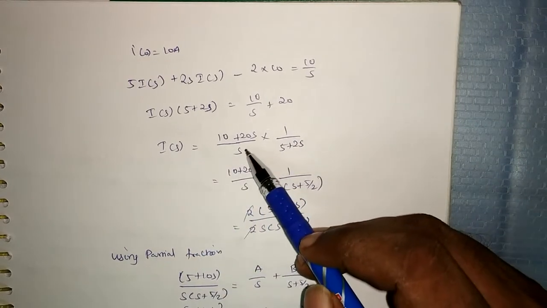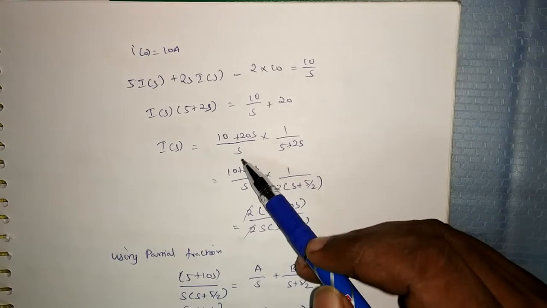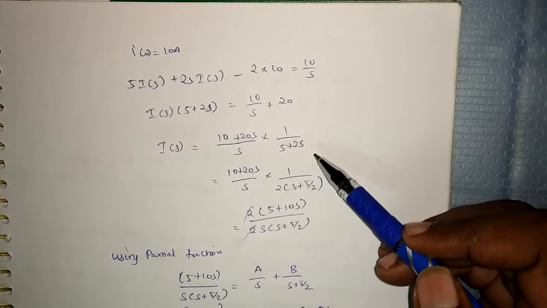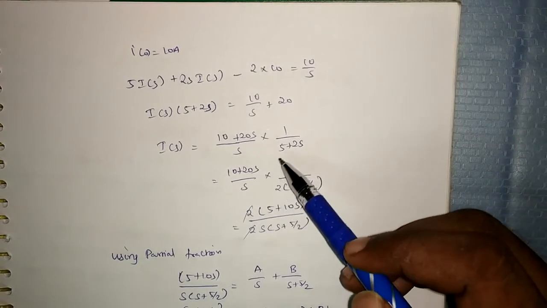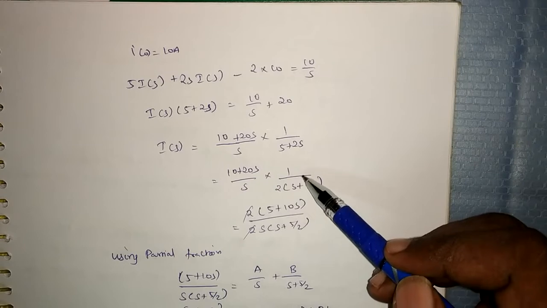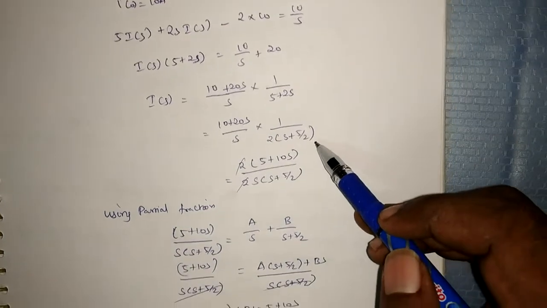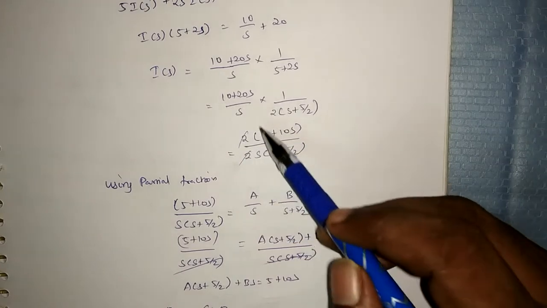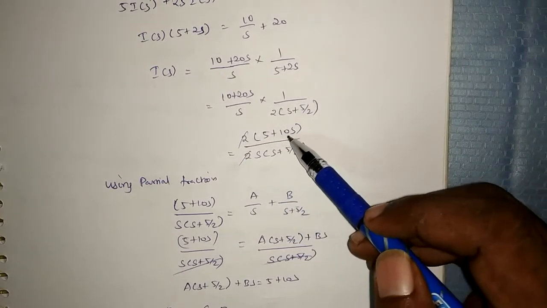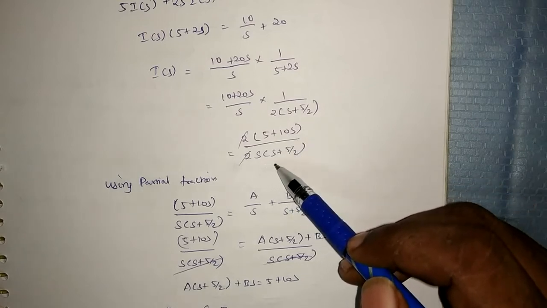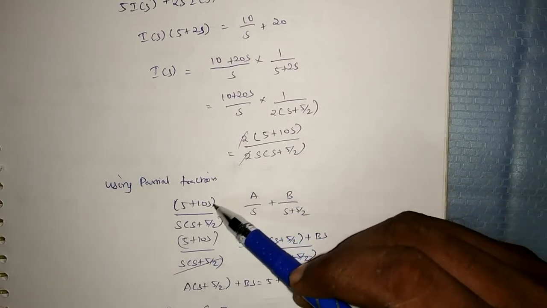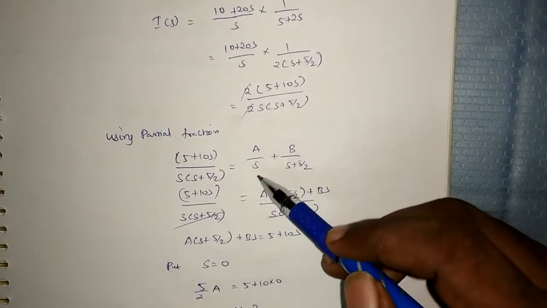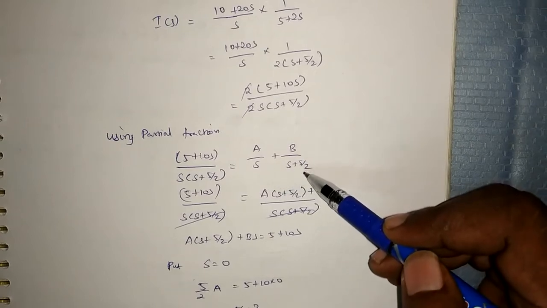So I of s equals 10 plus 20 s by s, taking the LCM here, multiplied by 1 by 5 plus 2 s. I am going to take 2 outside in order to write it in the form s plus a, so 1 by 2 times s plus 5 by 2. The 2 cancels, giving 5 plus 10 s by s multiplied by s plus 5 by 2. By using partial fractions, I can write 5 plus 10 s by s into s plus 5 by 2 equal to a by s plus b by s plus 5 by 2.